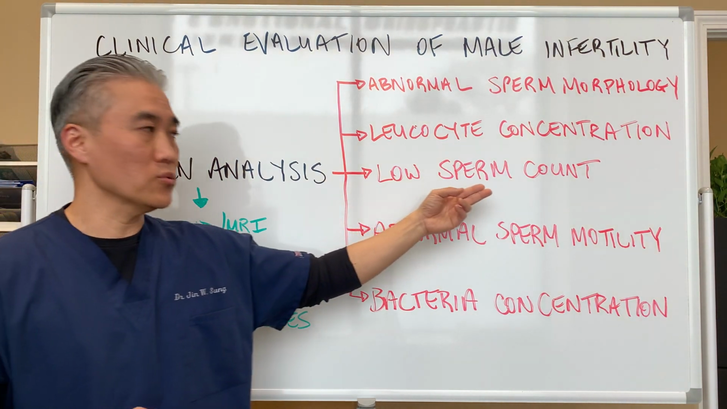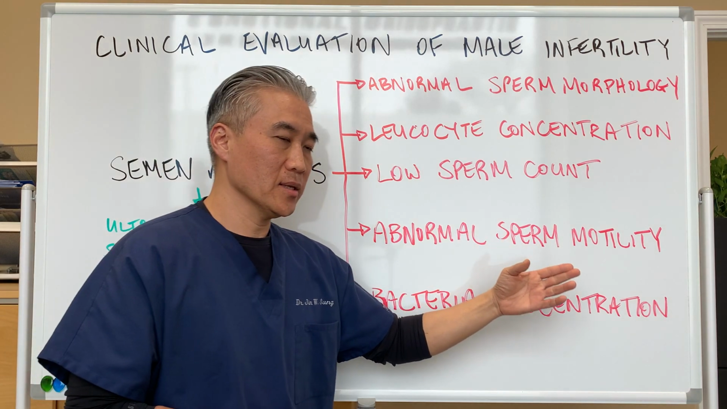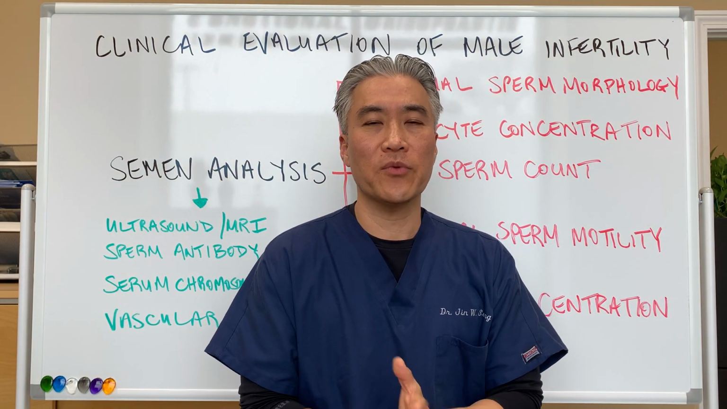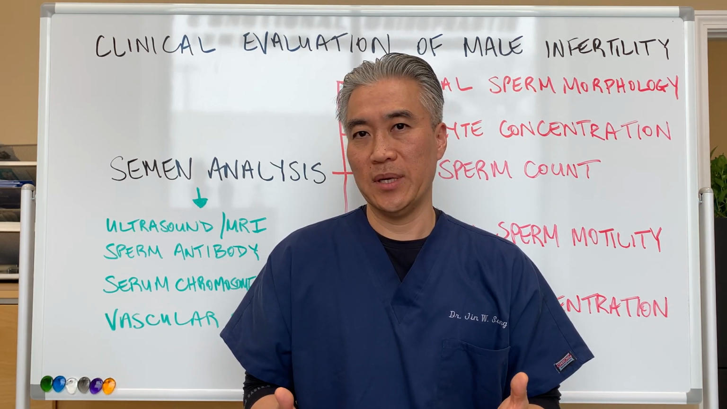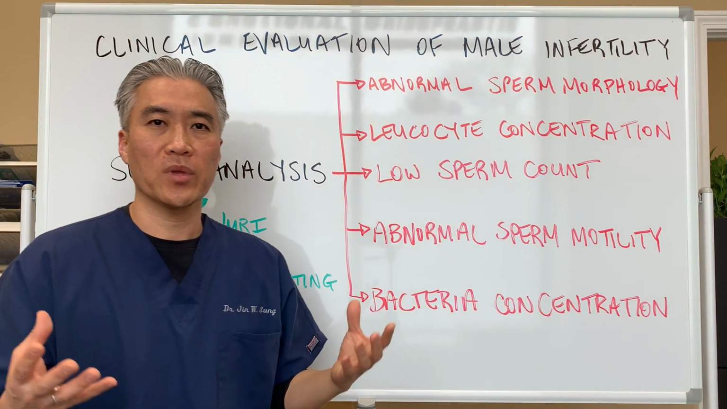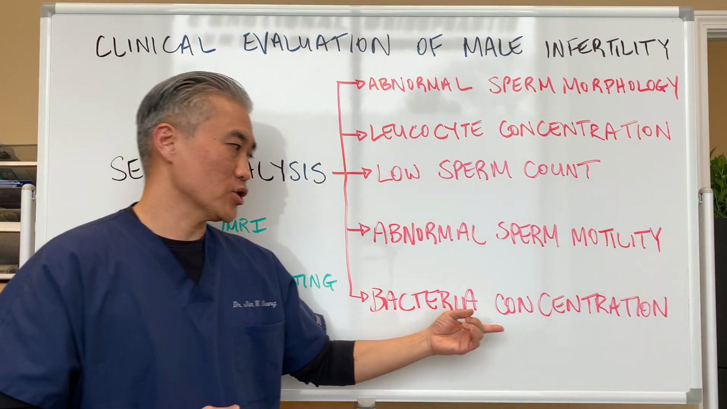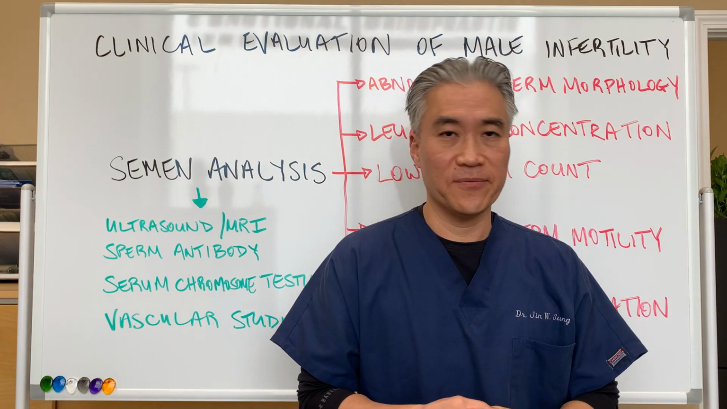Low sperm count is a factor. Abnormal sperm motility: can the sperm move at a normal rate to get to where it needs to get to? Basically, that's what it means. They can do this test in a regular LabCorp request. Bacterial concentration: is there bacteria floating around in there, which can also indicate infection?